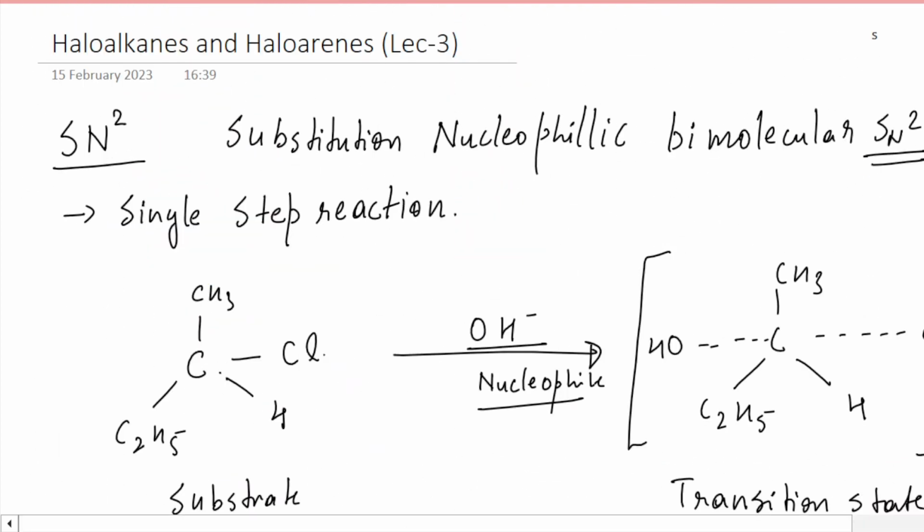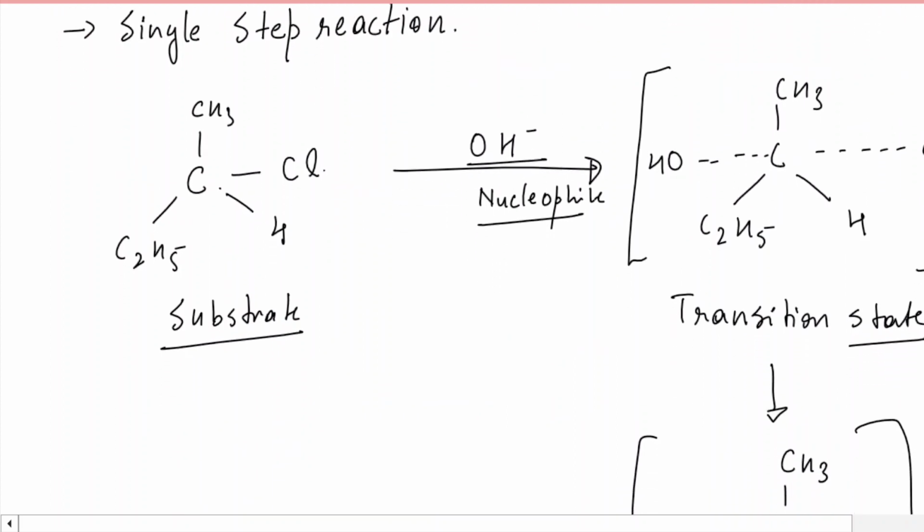Let's now begin our lecture with SN2, substitution nucleophilic bimolecular reaction. This is a single step reaction. There is a substrate and a nucleophile. The nucleophile will attack this carbon from the side opposite to the leaving group, where chlorine is present. It will form a transition state in which the leaving group is leaving the compound while the nucleophile is getting attached to the substrate.